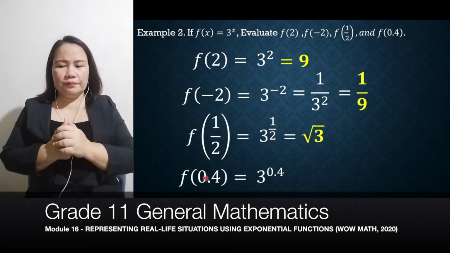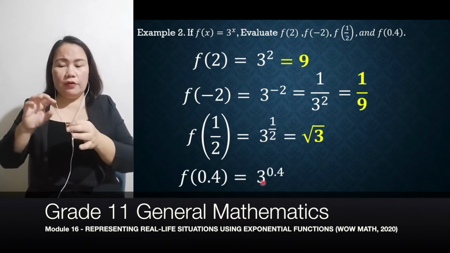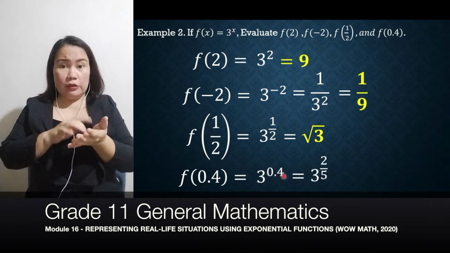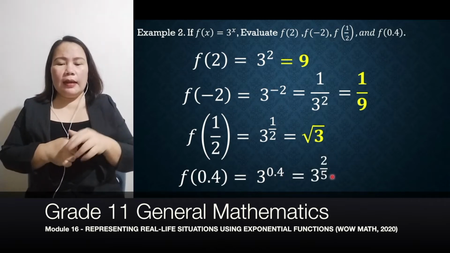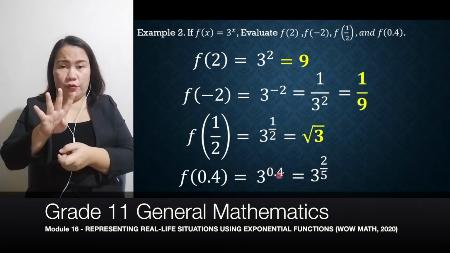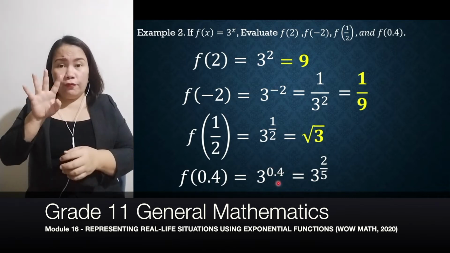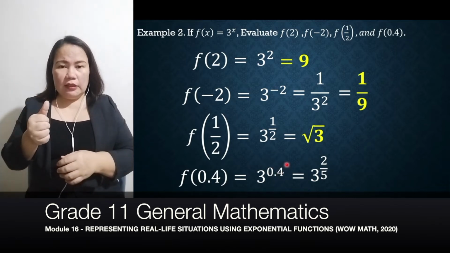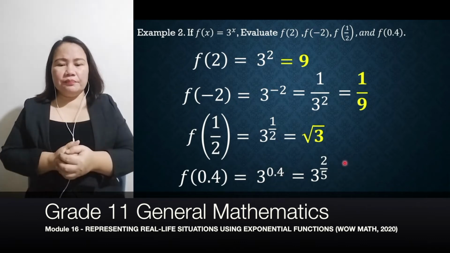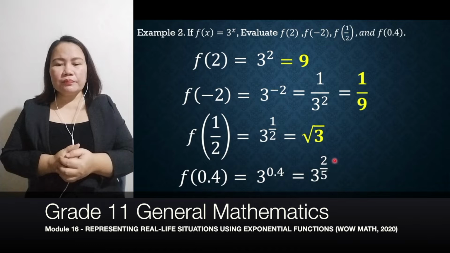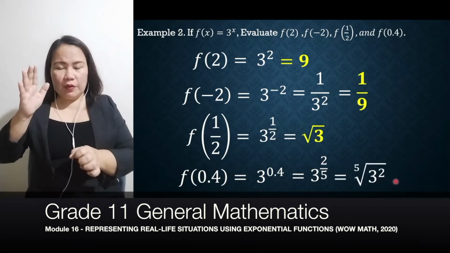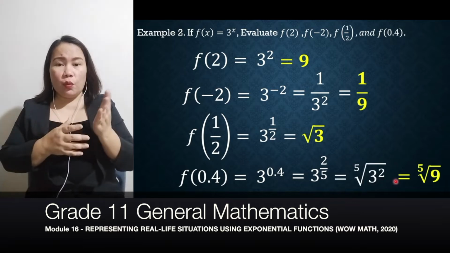Another, we have f of 0.4, so that will become 3 raised to 0.4. Is equal to 3 raised to 2 over 5. Why 2 over 5? Kapag kinonvert natin itong 0.4 sa decimal, so that will become 4 over 10. So, get the lowest term of 4 over 10, that is 2 over 5. And then, kapag in-evaluate natin yung 3 raised to 2 over 5, that will become 5th root of 3 squared. And it will become 5th root of 9.